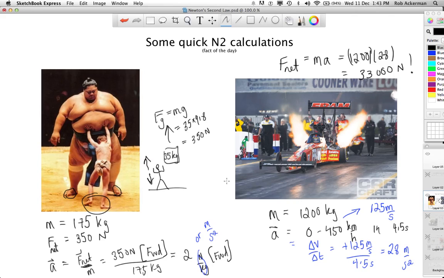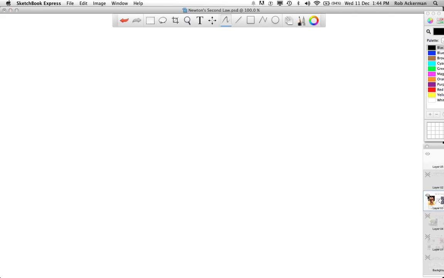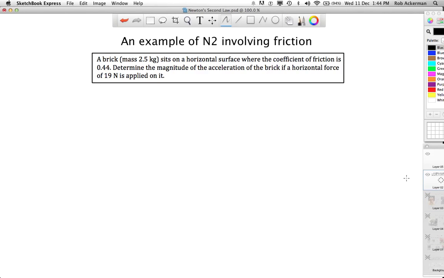So there's some quick examples of Newton's second law, just to give you an introduction. And we're going to finish off with one that's a little bit trickier here. This is more of your textbook example, so let's have a look. A brick of mass 2.5 kilos is sitting on a horizontal surface. They start telling me stuff, I start drawing. Here we go, horizontal surface, brick, very good. Write in m equals 2.5 kilos. The coefficient of friction, remember that, that's mu, 0.44. Determine the magnitude of the acceleration if a horizontal force of 19 newtons is applied on it.